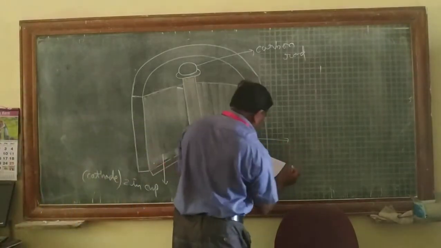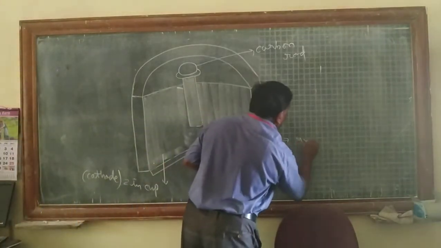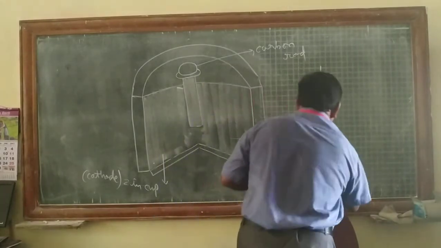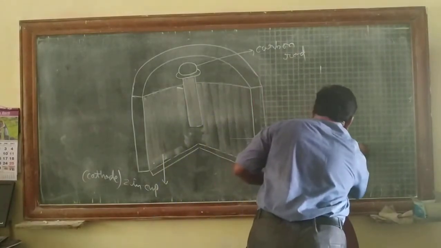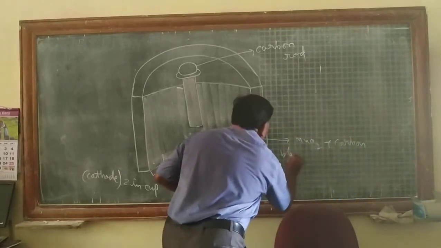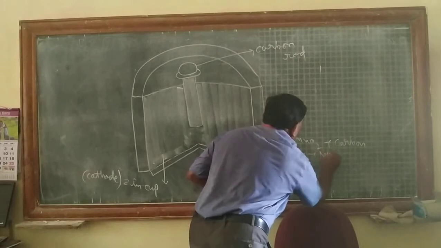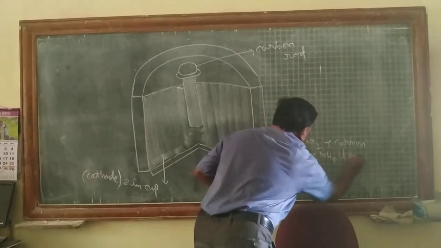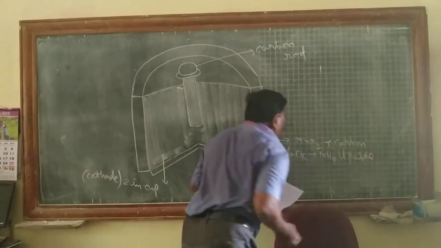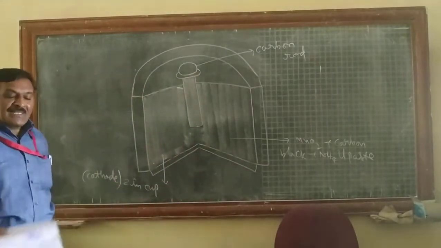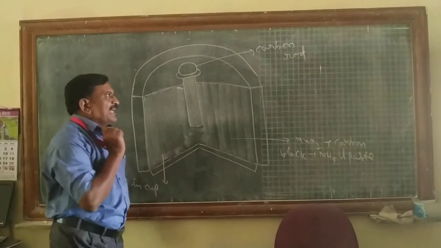On the right side there will be manganese dioxide plus carbon black, plus ammonium chloride paste. So in this diagram, the construction of the primary cell will be like this.